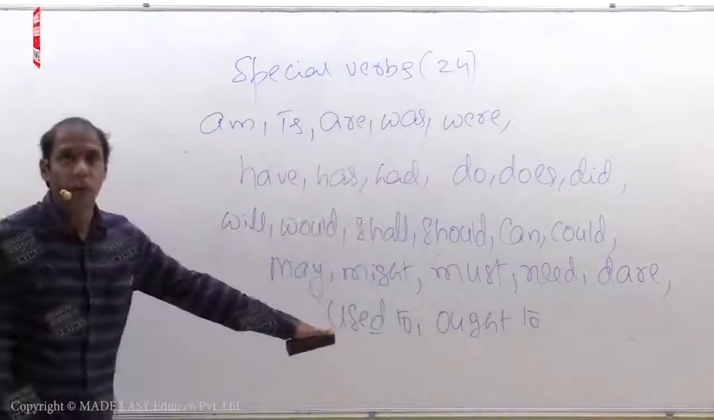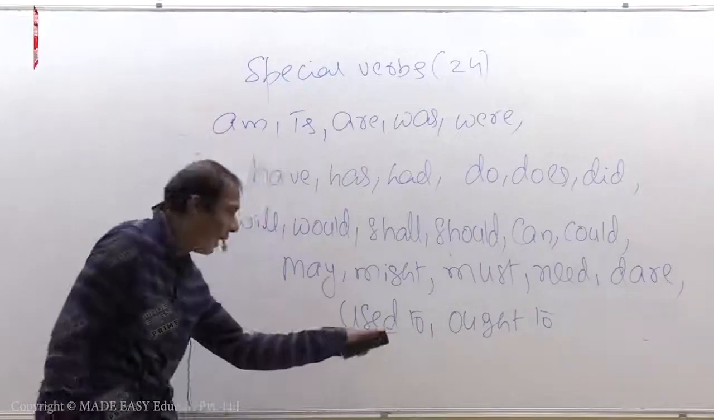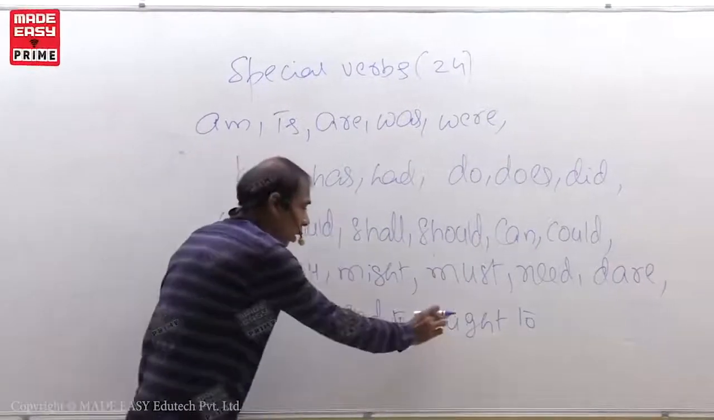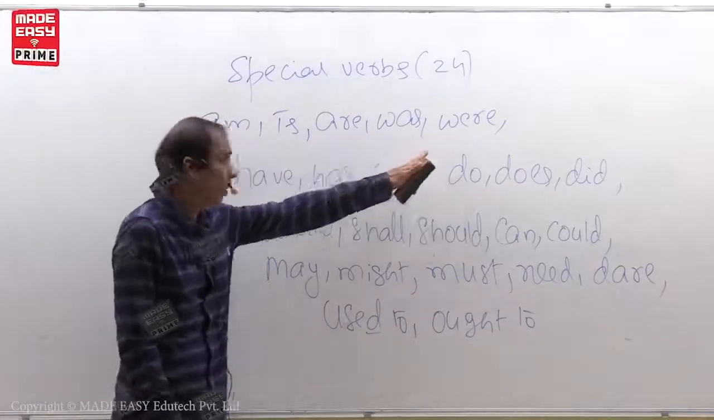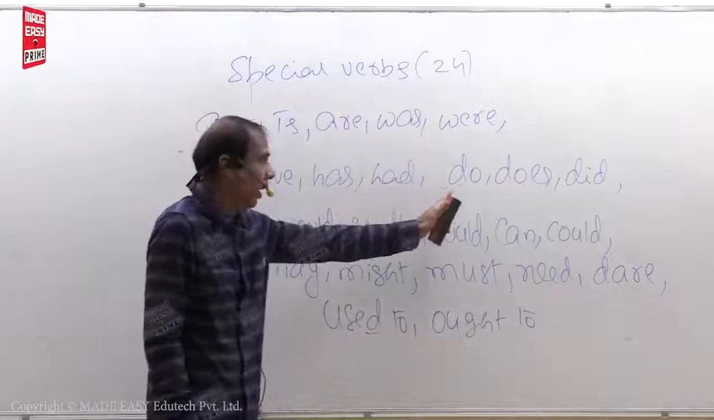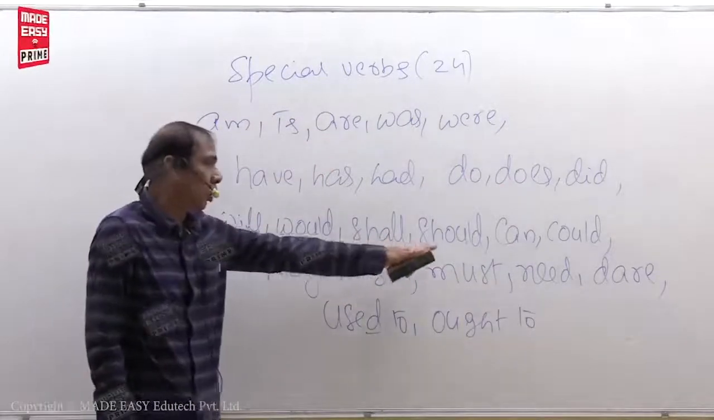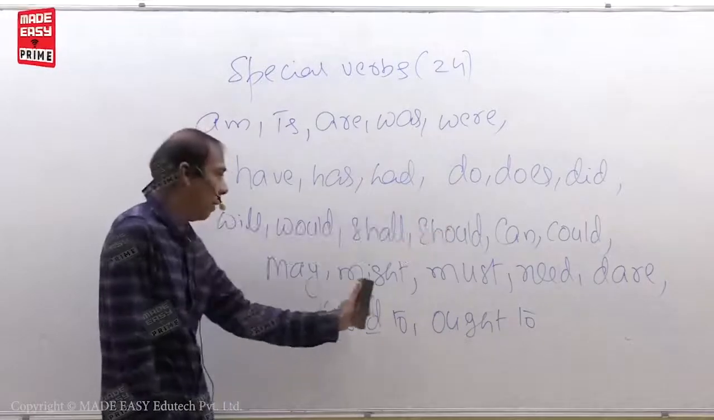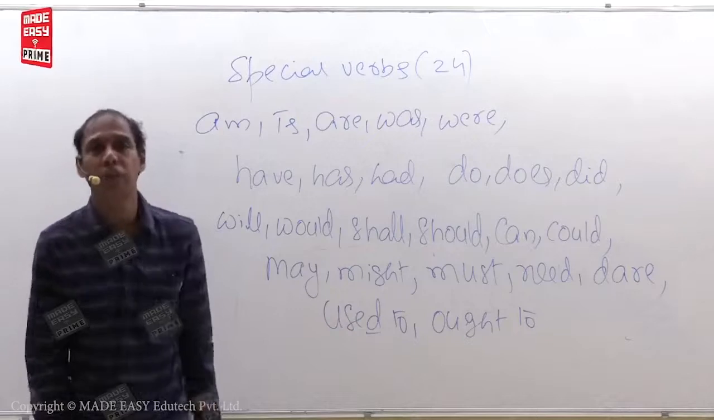See, this you have to say "used to". Don't say "use to"; the D is kept silent. Used to, ought to. See: am, is, are, was, were, have, has, had, do, does, did, will, would, shall, should, can, could, may, might, must, need, dare, used to, ought to.